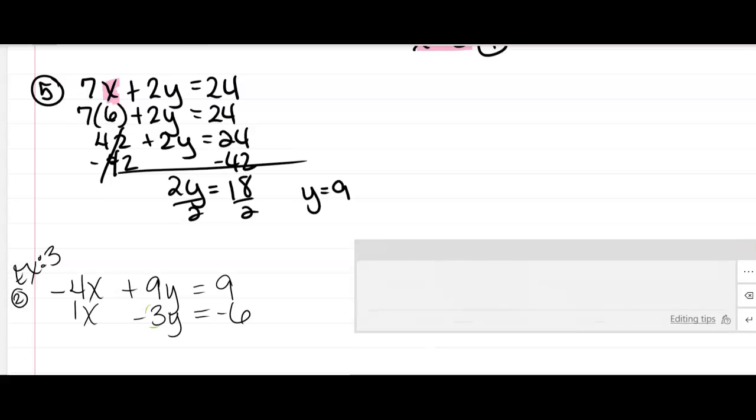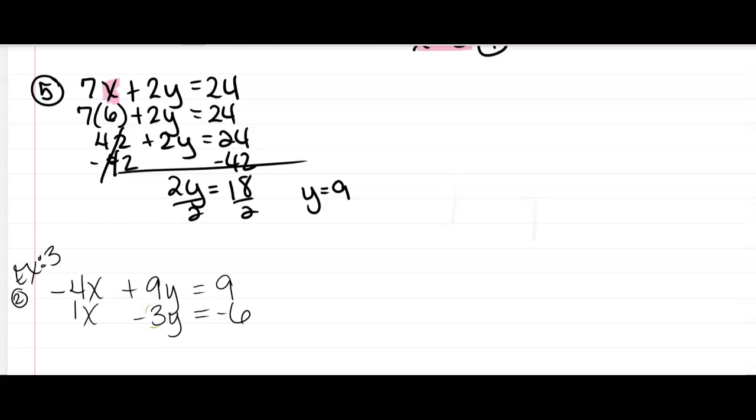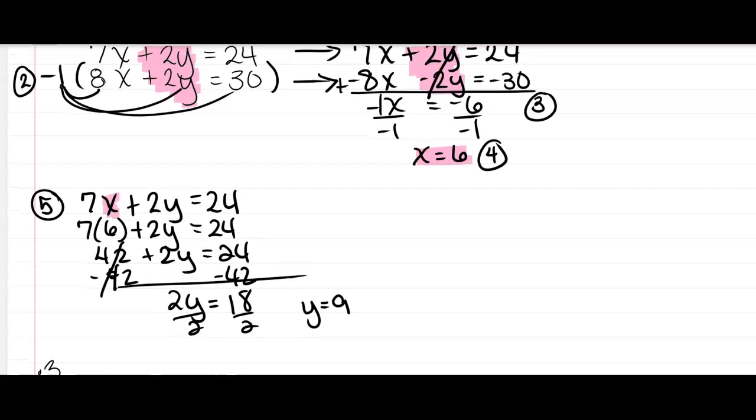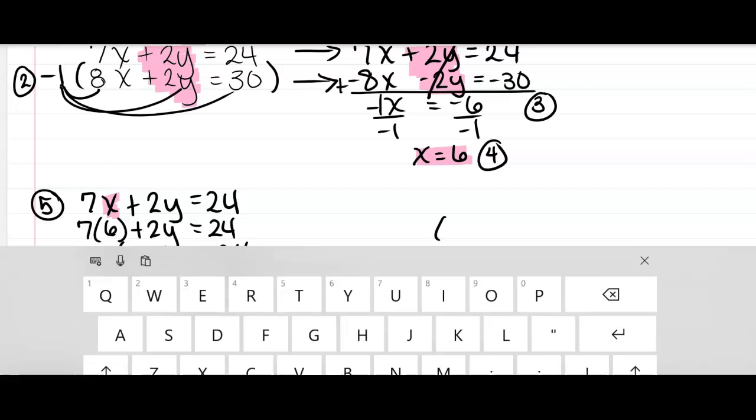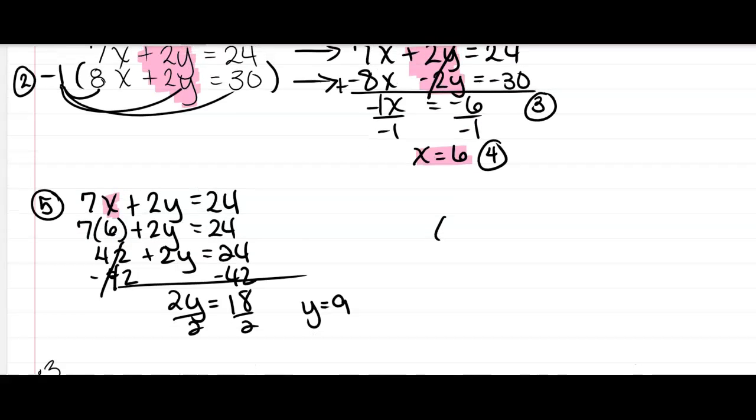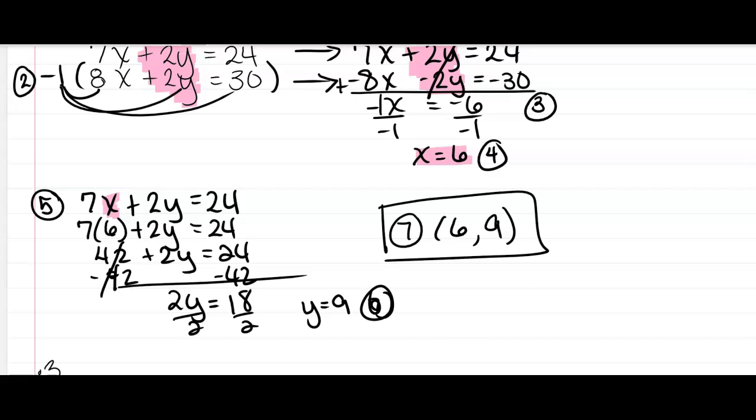Now that we have our x and our y value, we write our solution as a point, which is x is 6 and y is 9. So this was step 6, where we solved for y, and step 7 is where we find our point, or write it as a point.